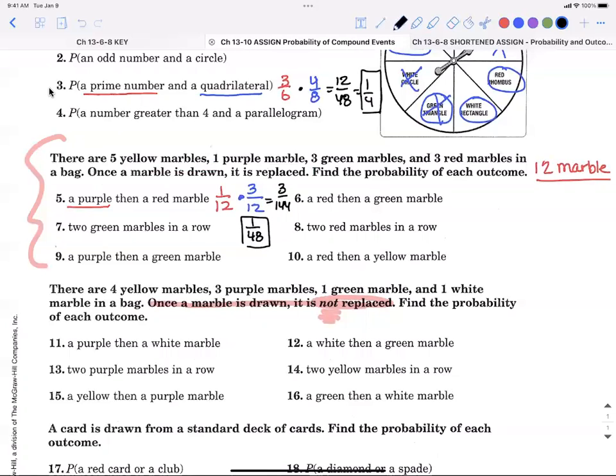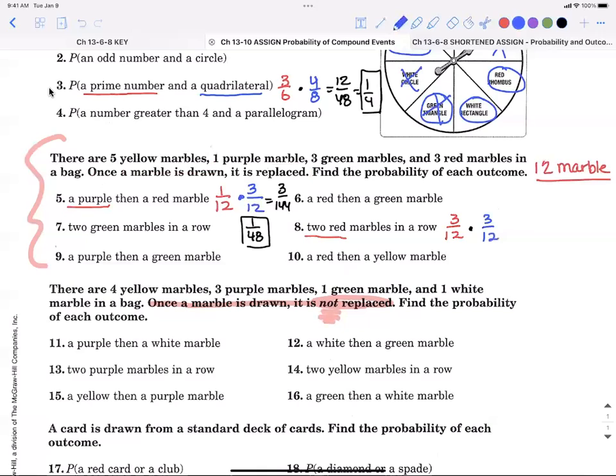So the first probability is drawing 1 red marble on our first pull. Well, how many red marbles are in there? 3 out of 12. Okay, so that is our probability on the first pull of pulling a red. We replace that marble, shake it all up. What is our probability of drawing a red on the second pull? Still 3 out of 12 because we replaced that marble. We still have 12. We still have 3 red marbles in the bag.